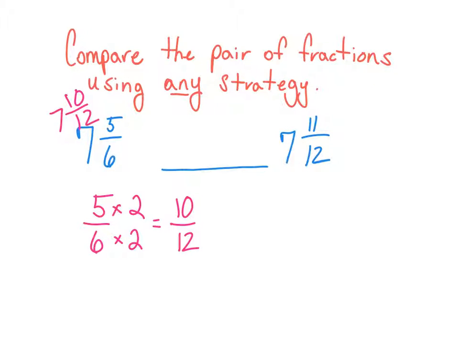And who is going to be greater? Well, it's very close. 7 and 11/12 is greater than 7 and 5/6, which is really 7 and 10/12.